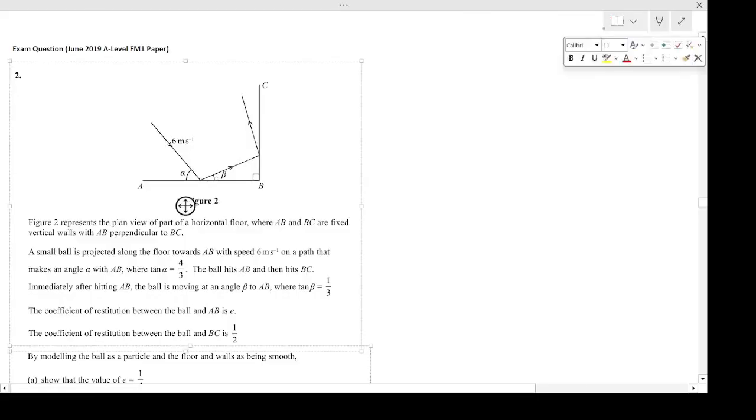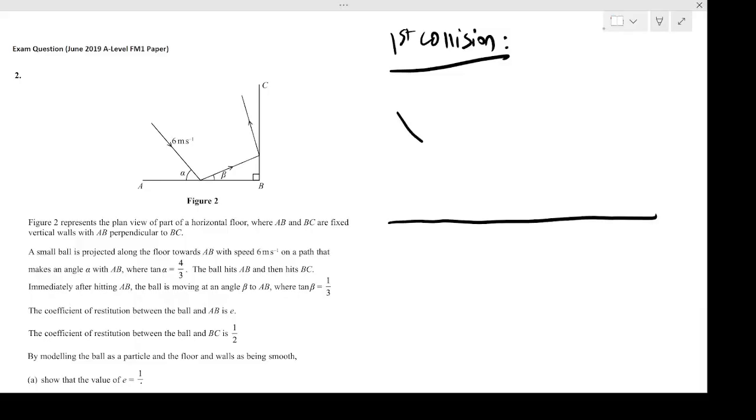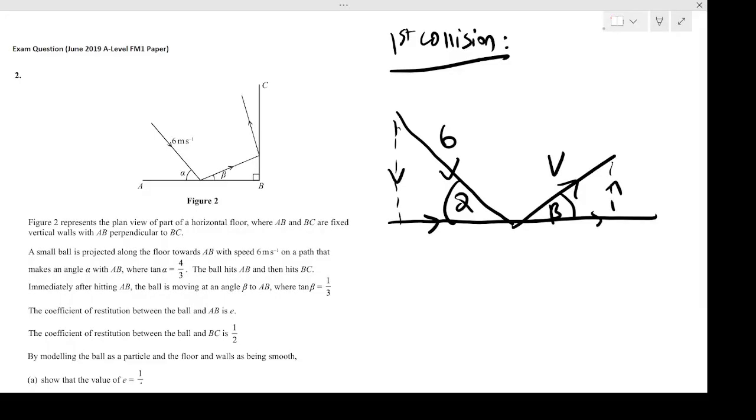So again, if I just draw out the first collision, it's going to look like this. I have my wall here. It's going to collide at 6 speed here at an angle alpha. Then it's going to rebound with an angle beta at speed v. Okay, so hopefully happy with this. Now if I split my components up, down here and across, then up here, this is going to be 6 sine alpha, and then 6 cos alpha. Then here it's going to be v cos beta, and then v sine beta here.